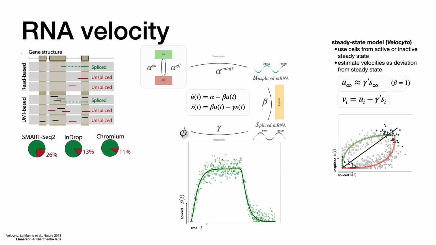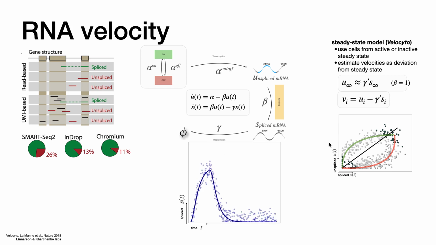This linear line here has the slope gamma. And now the velocity of each gene is the difference of the red or the green line towards this linear slope. So the further away a cell is on this phase diagram, the larger its gene velocity is.